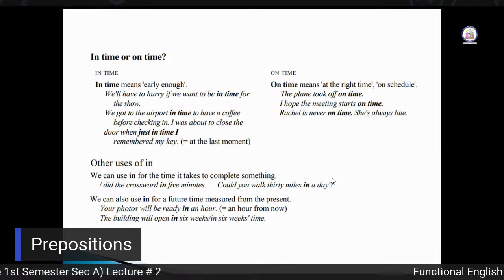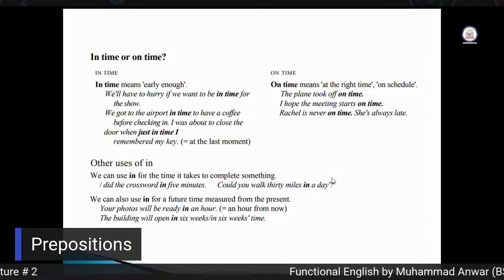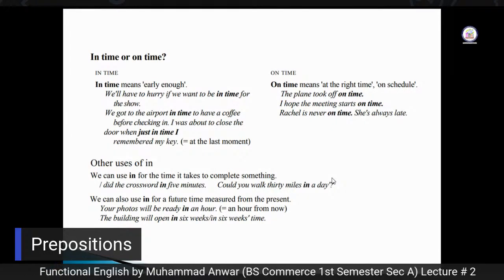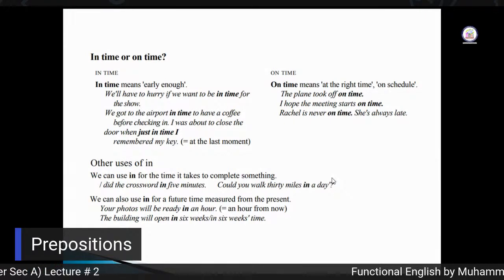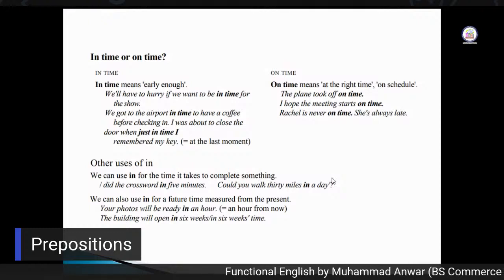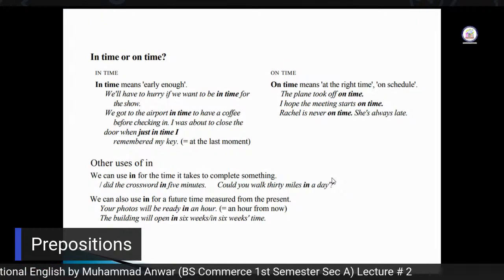तो ये एक बहुत अहम फर्क है इन और ऑन टाइम में. तो ये चीज़ें जहन में रखनी होंगी because they are very much used in practical life in everyday English language. They are very commonly used. So on time means we are talking about the right time, on schedule, exact time, and in time means we are talking early enough.